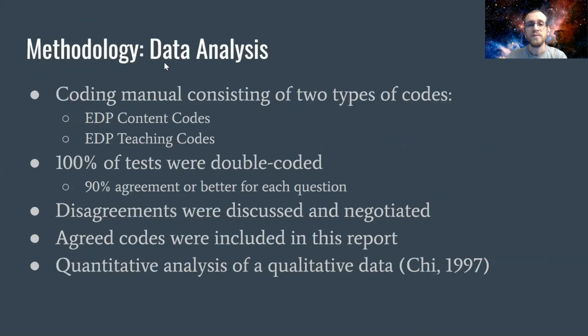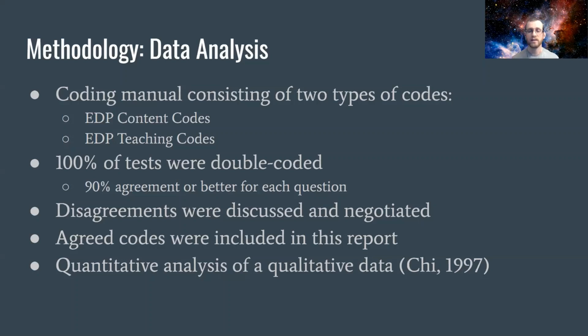The way that we analyzed this data was, this was qualitative data because these were open-ended. So we had a lot of words to look through. What I did was develop a coding manual that consisted of two different types of codes: EDP content codes, which were aligned with teacher knowledge of the EDP, and teaching codes, designed around the instructional strategies and practices for EDP. This way we could look at both of our research questions.